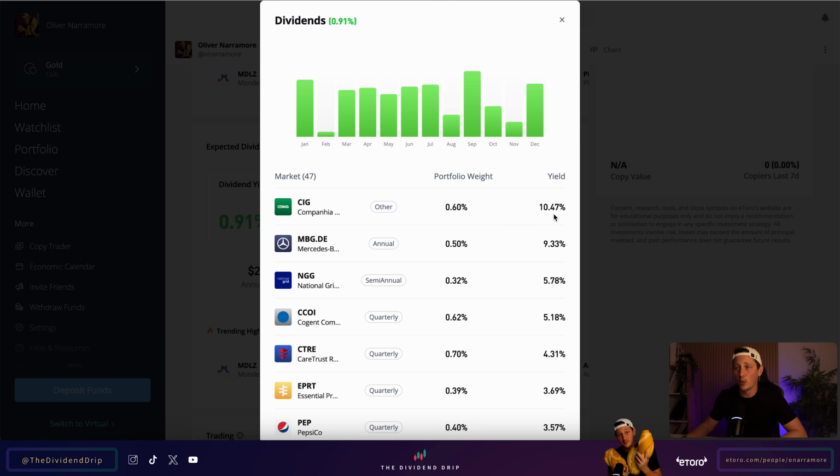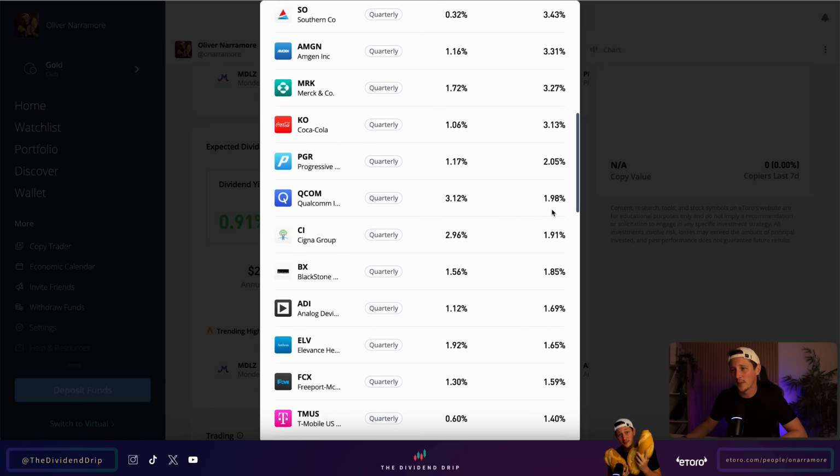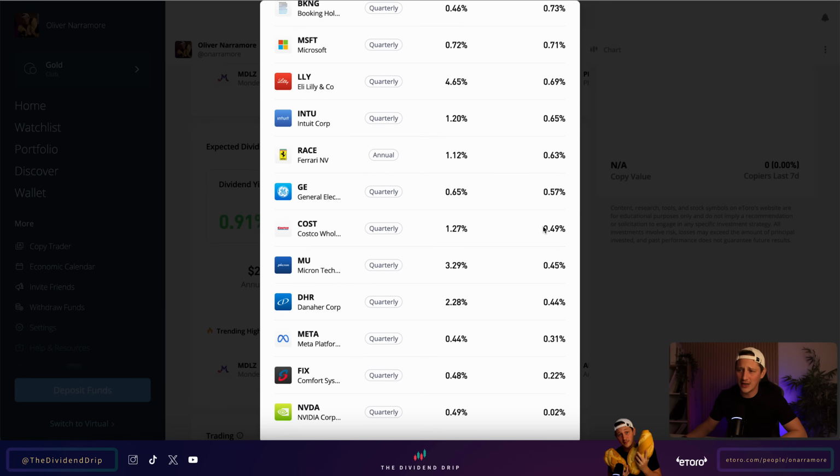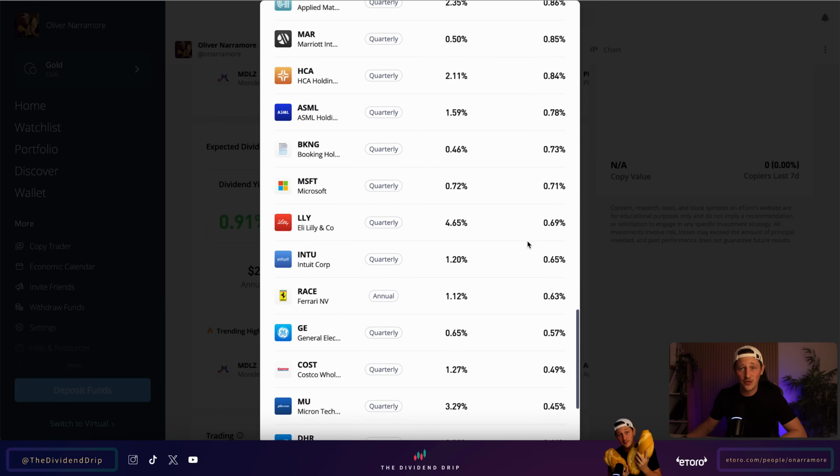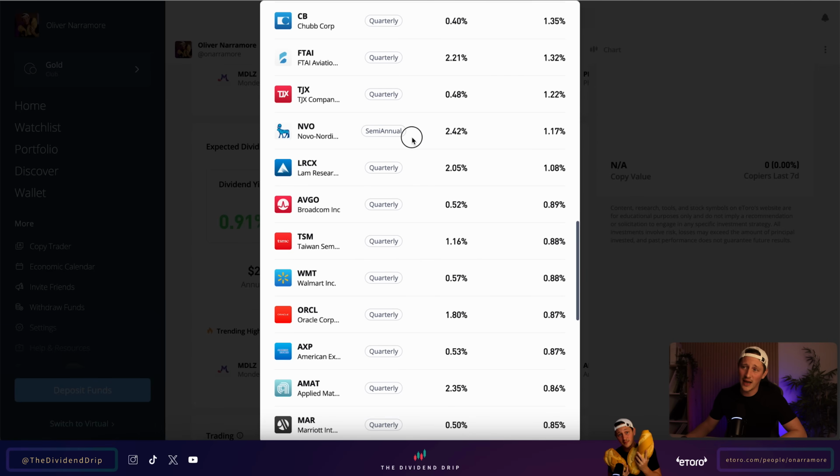And you can actually look at the portfolio weight and the yield that each of them have. So really, really useful if that is something that you're interested in, as well as giving you their payout. How often do they pay? NVO is semi-annual, really frustrating. But if you can, try and find some that are quarterly.